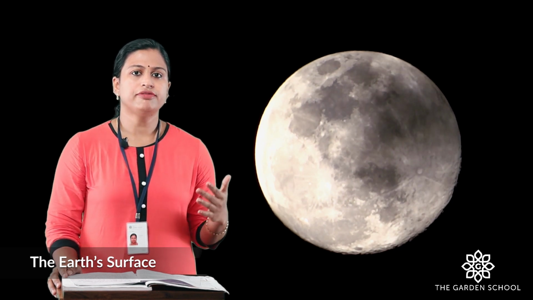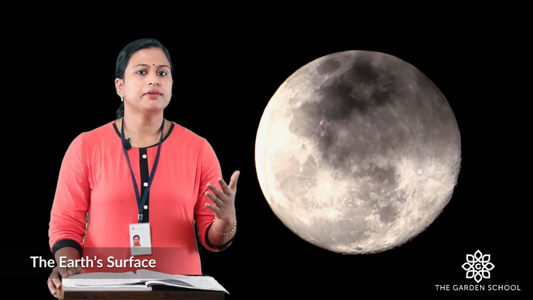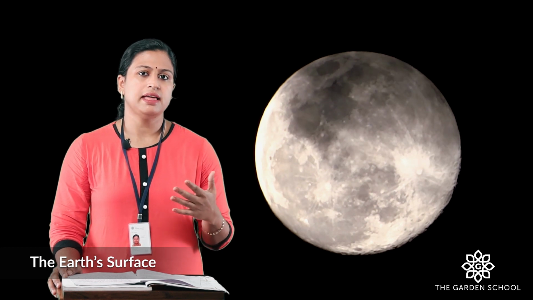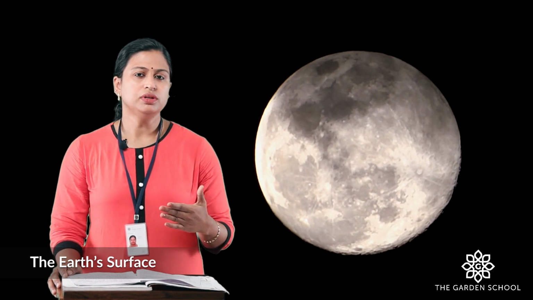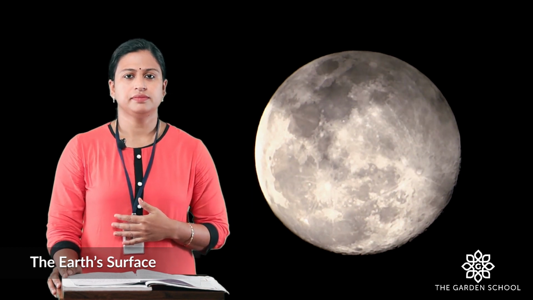Moon is made up of rocks and holes. These holes are called craters. The moon is smaller in size than the sun. Moon is closer to the earth than the sun.